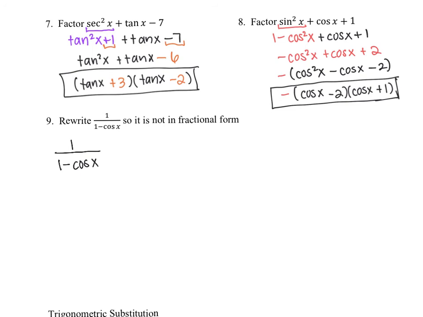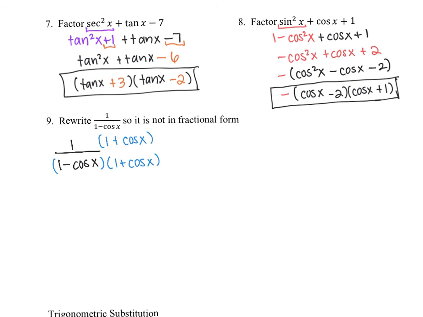Okay, I don't see anything obvious I could do to get rid of the fractions. But I do see this 1 minus cosine x at the bottom, which is asking me to multiply by the conjugate of it. Since it's 1 minus cosine x, I'm going to multiply by 1 plus cosine x. This is a common strategy. So whenever you see something like this is often how you will do it.